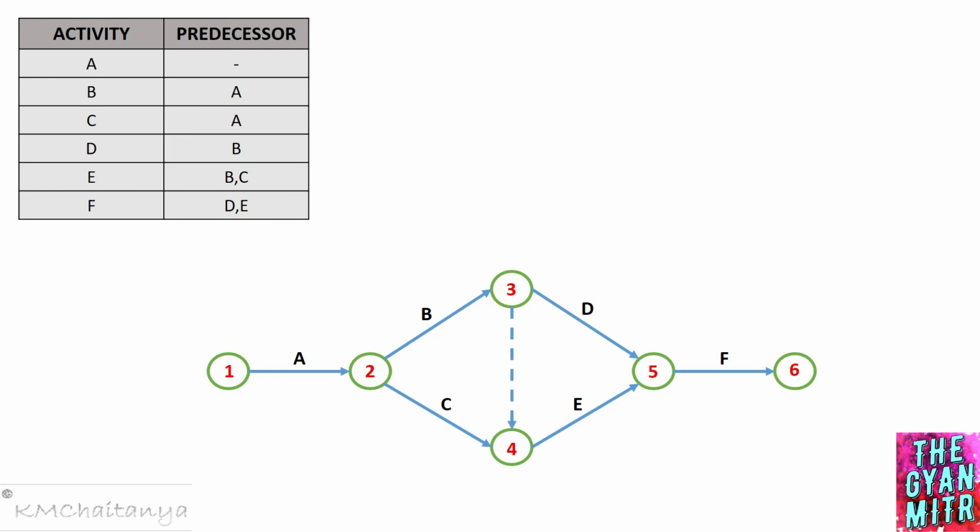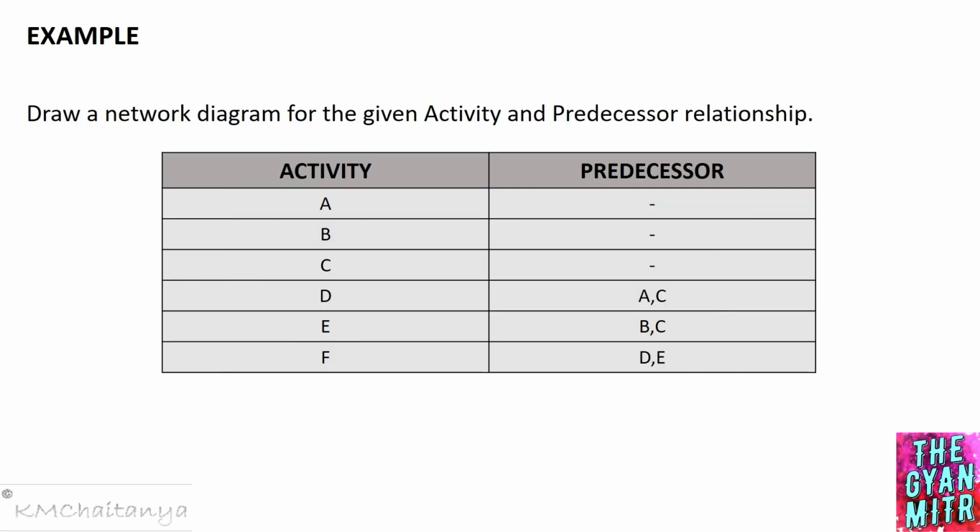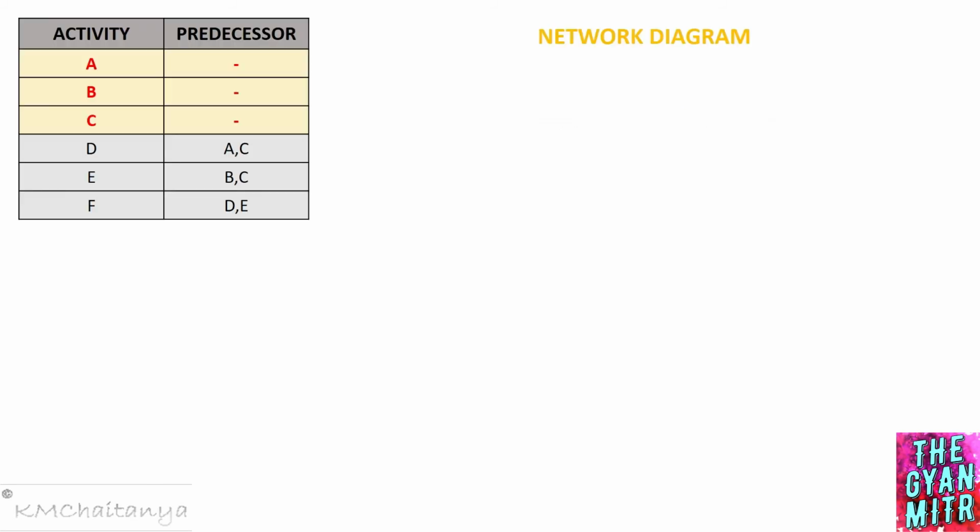Alright, now we will look into one more example of using a dummy activity. We again have 6 events and 6 activities, and these are the predecessor relations, one by one. If you look at the first 3 activities, A, B and C, all these 3 activities do not have any predecessor. That means all these 3 activities are the initial activities.